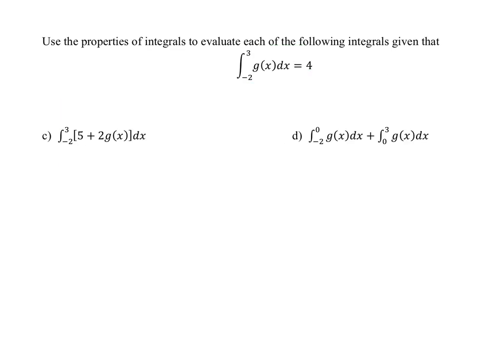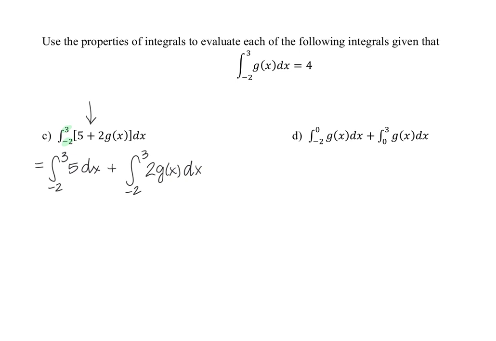Part C is the integral from -2 to 3 of 5 plus 2 times g of x dx. So first off, our limits of integration are in the right order, so that's great. They match the limits of integration that we were given in the original integral. And on this one, we have a sum, so we can use our sum property that essentially allows us to integrate separately. So we'll integrate from -2 to 3, the first term, which is 5 dx, plus the integral from -2 to 3 of 2 times g of x dx. So we're going to compute two separate integrals.